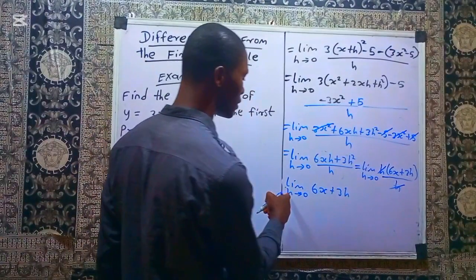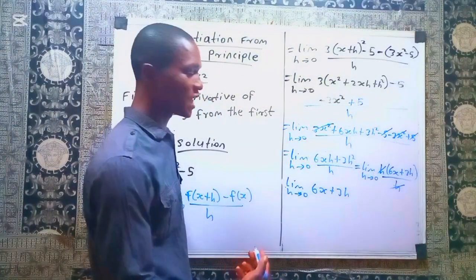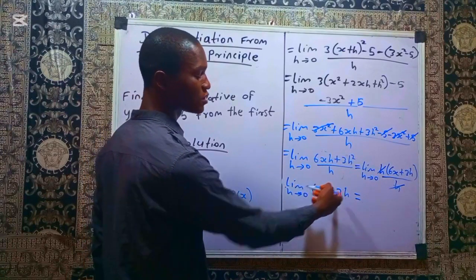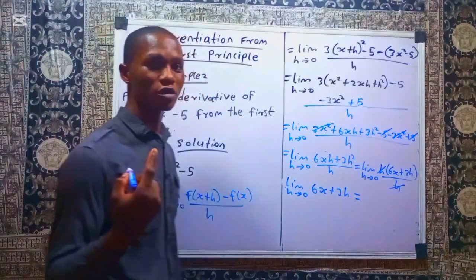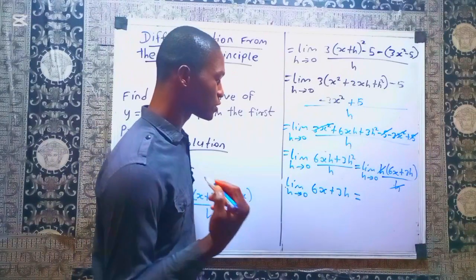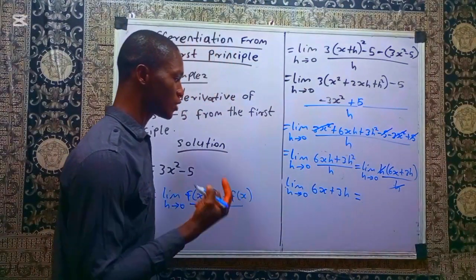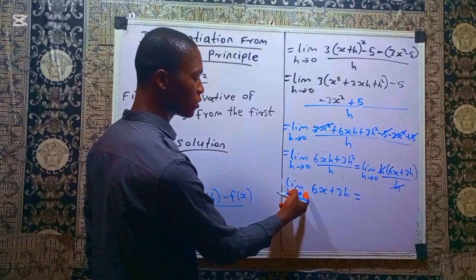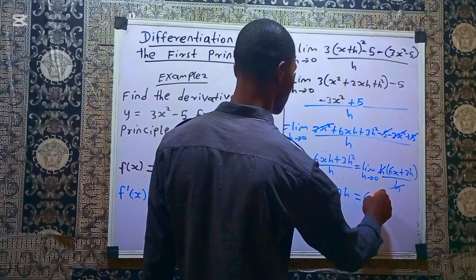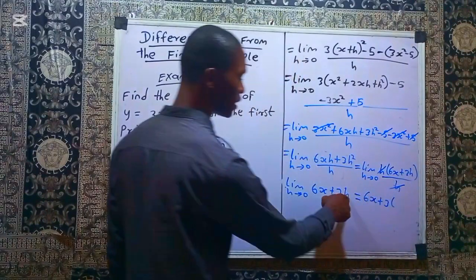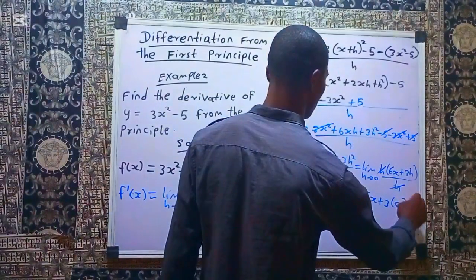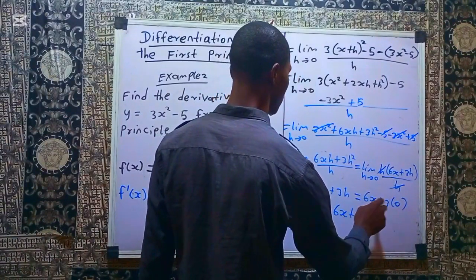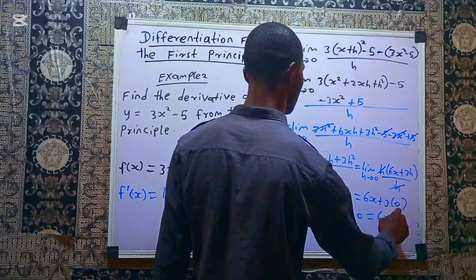Then remember, h is going to 0. You can evaluate the limit now. You substitute h for 0. If you have not watched my video on how to evaluate limits of functions, you can go and watch the video. So h is going to 0, so we substitute h for 0 here. We have 6x plus 3 times 0, instead of 3 times h. Then 3 times 0 is 0, so the answer to this is 6x.